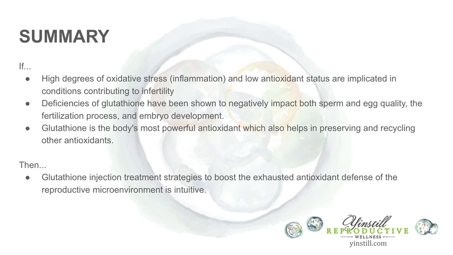So finally, in summary, if high degrees of oxidative stress and inflammation and low antioxidant status are implicated in conditions contributing to infertility, and deficiencies of glutathione have been shown to negatively impact both sperm and egg quality, the fertilization process, and embryo development, and glutathione is the body's most powerful antioxidant, which also helps in preserving and recycling other antioxidants, then glutathione injection treatment strategies to boost the exhausted antioxidant defense of the reproductive microenvironment is intuitive.